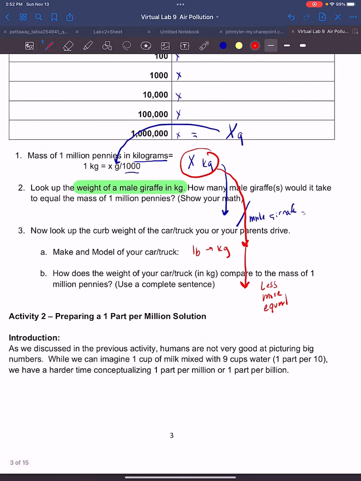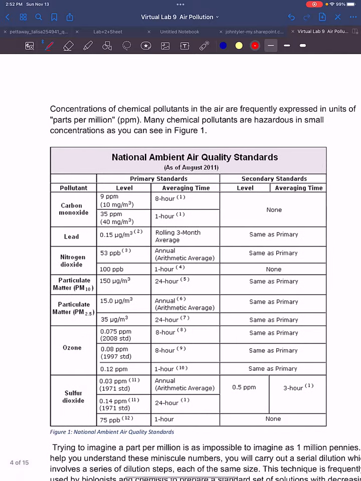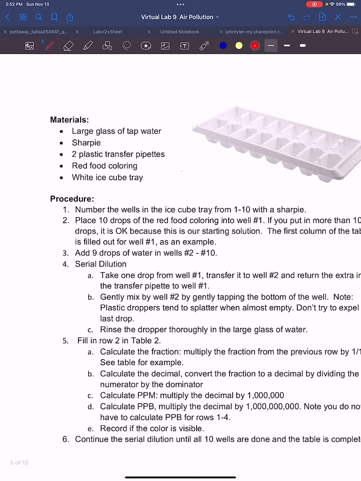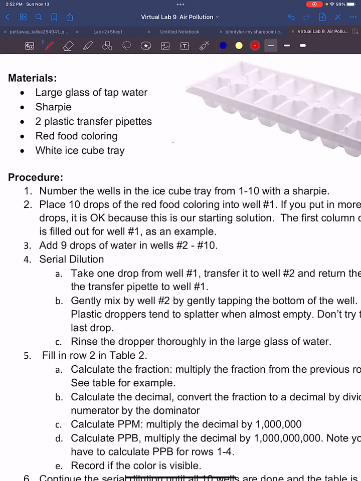And then activity 2, preparing a 1 part per million solution. These are the air quality standards that you're going to look at, and notice they're in 9 parts per million and 53 parts per billion. Well, we want to see if you can see that, and we're doing this with this experiment right here.